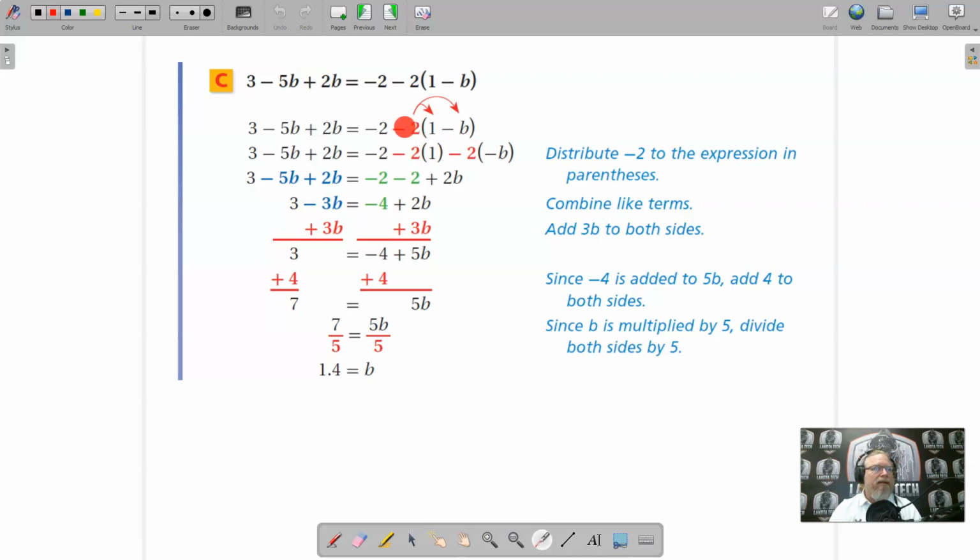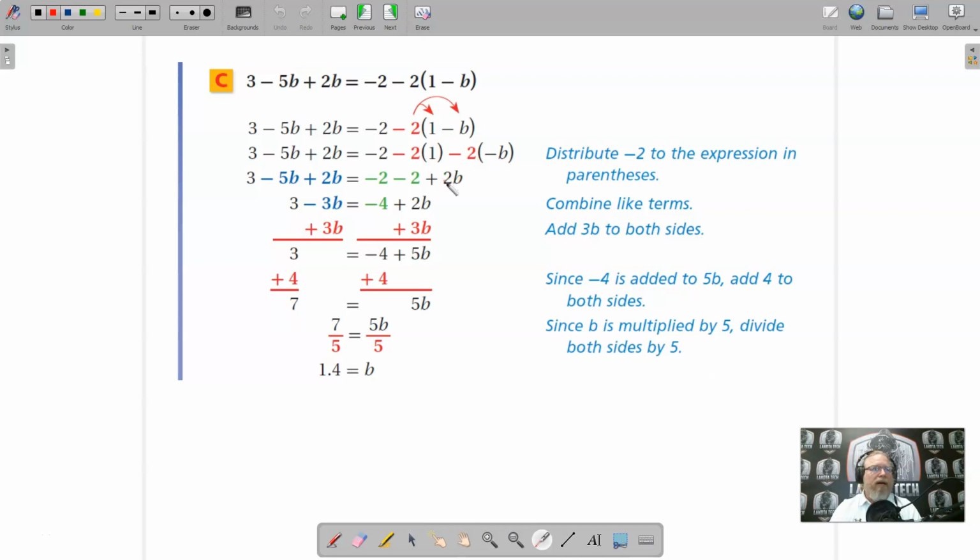So we're going to distribute this negative 2 into positive 1 and negative b. So that's going to be this negative 2 here, just bring it down. Negative 2 times 1, we see that here. Negative 2 times negative b, we see that right here. Let's go ahead and do the multiplication there. So let's bring down our negative 2. Negative 2 times 1 is negative 2. Negative 2 times negative b, negative times negative is positive, so we get plus 2b.